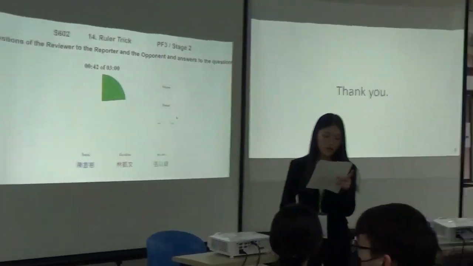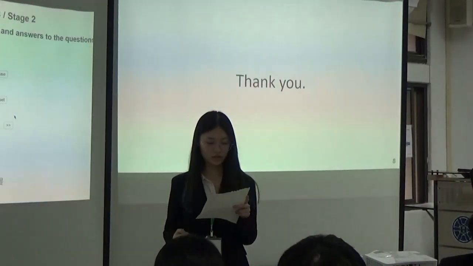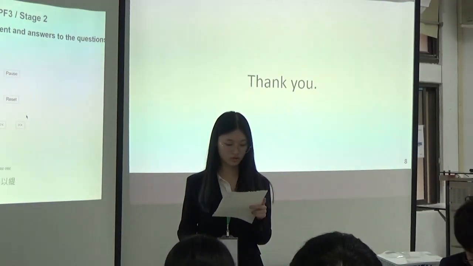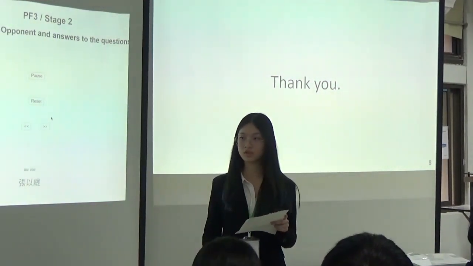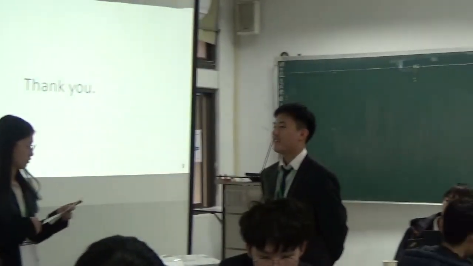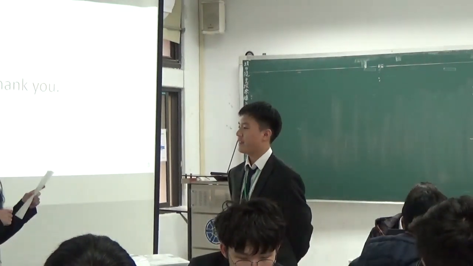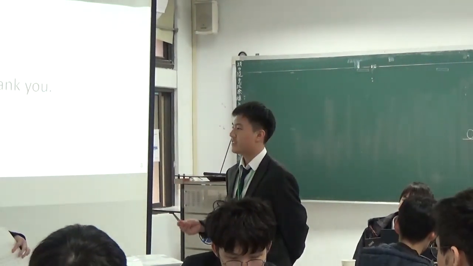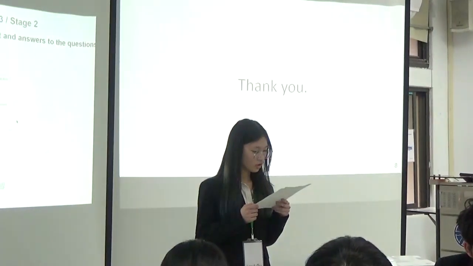Okay, thank you. For both opponent and reporter, do you consider friction between the paper and the ruler and the table as relevant parameters? Like the friction between the materials you use in the experiment? Yeah, I think they are small enough to be ignored. However, I think the friction between the paper and the ruler will have a significant effect, because if the ruler and the paper have more friction, it will cause the paper to slip. Yeah, thank you.